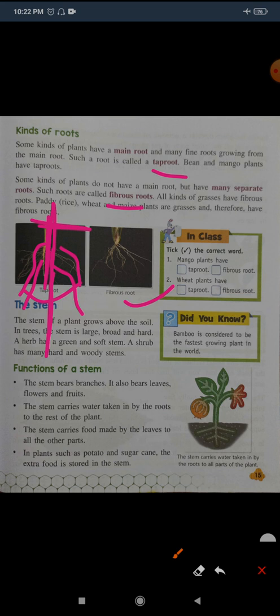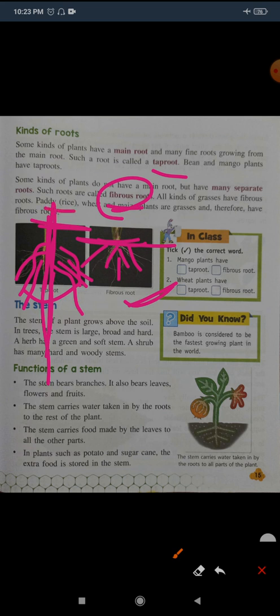And you can see the branches in the root. There are small thinner side roots, and the main root is thick. Now the next is fibrous root. What is fibrous root? Here you can see in the image that fibrous root has no main root. A number of roots that grow at the end of the stem are called fibrous root. And this root looks like a bunch of roots.